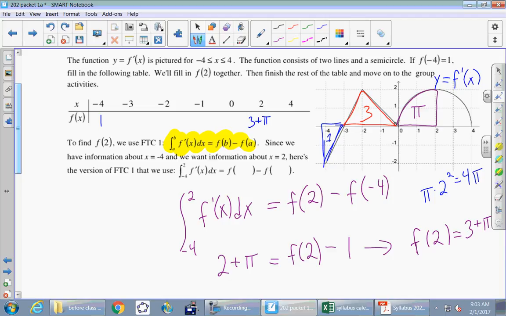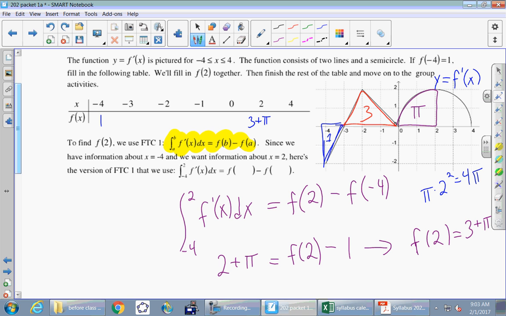I think one of these is enough, so I'm going to have you start the activities in a second. If you want practice, you can try to fill in the rest of the table. But the key here, what you want to take away from this, is that if you can calculate the area, then you can calculate the y values of f. If you can calculate the area under f prime, you can find the y values of f.